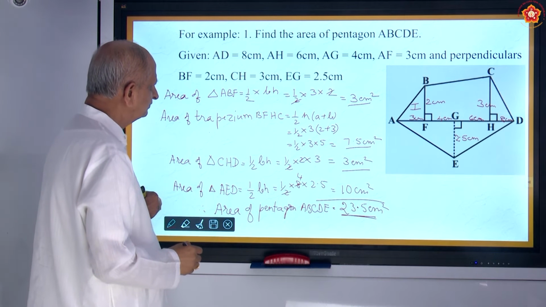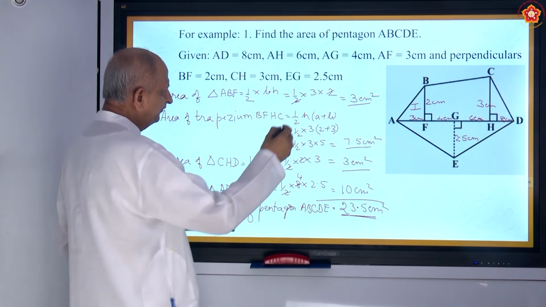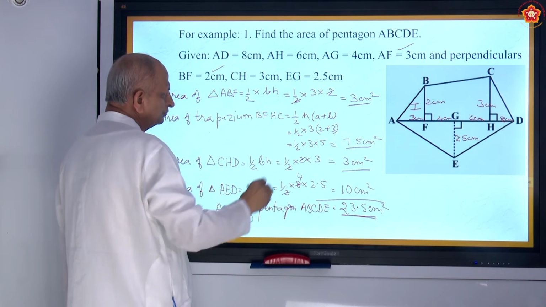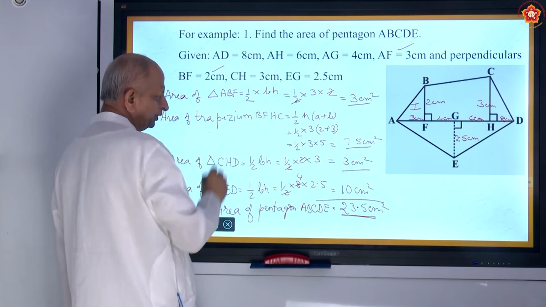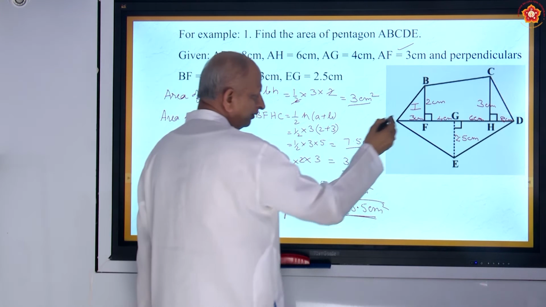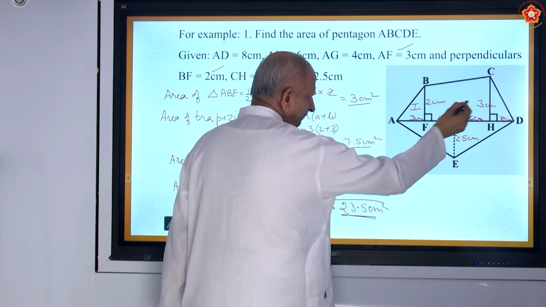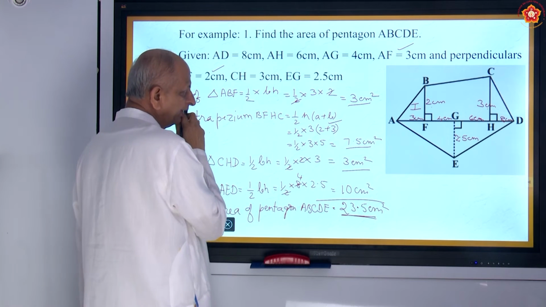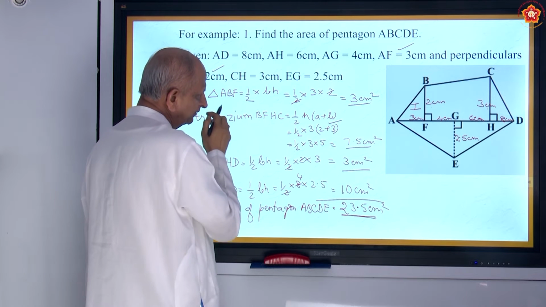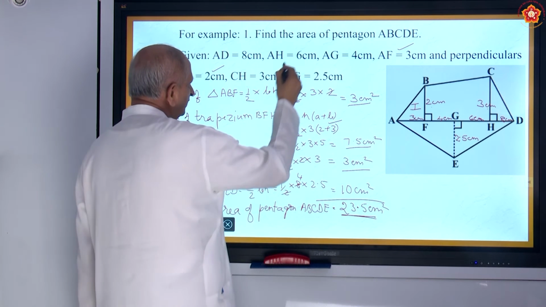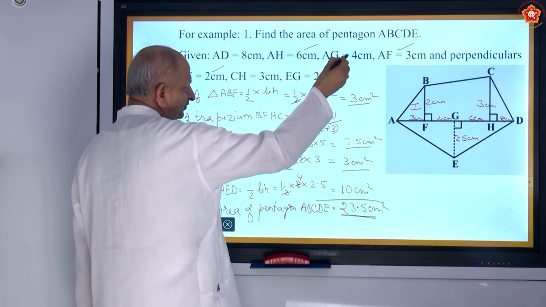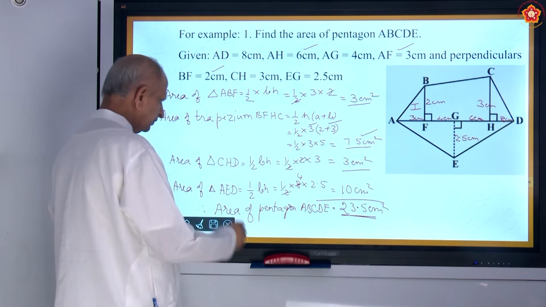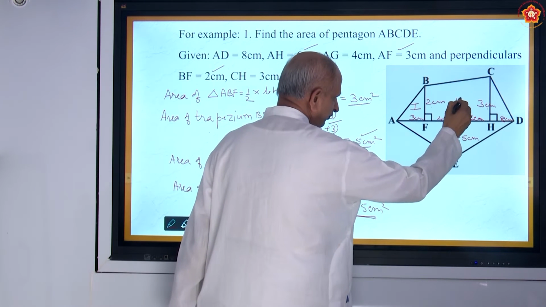3 into 2, correct? AF is 3. See, AF is 3 here. And this is BF. BF is 2. That we have taken. Next, trapezium we took. In trapezium, you have A and B. 2 plus 3, A and B. And H. H is FH. FH is AH minus AF. AH is 6. AF is 3. 6 minus 3, that is 3. So you got 7.5. Then the last, this is the second figure we got.